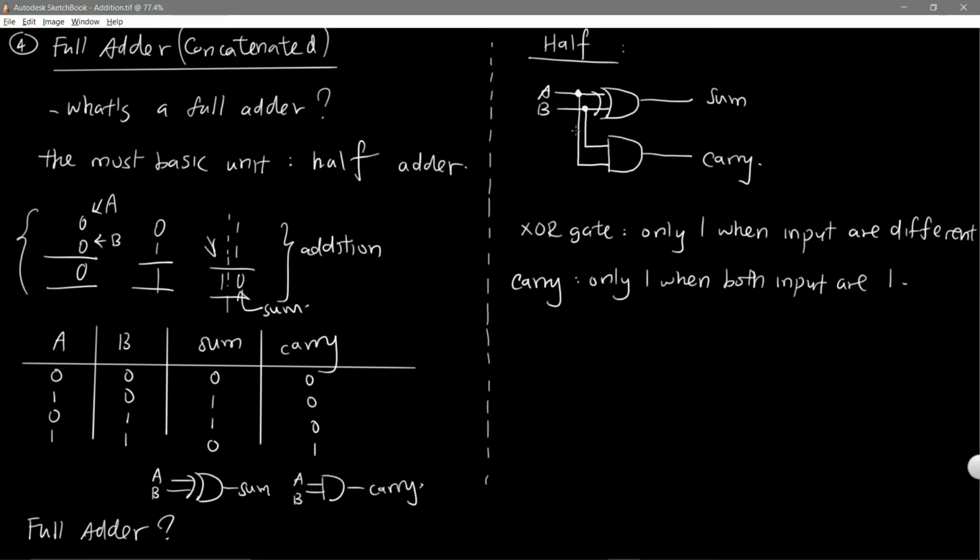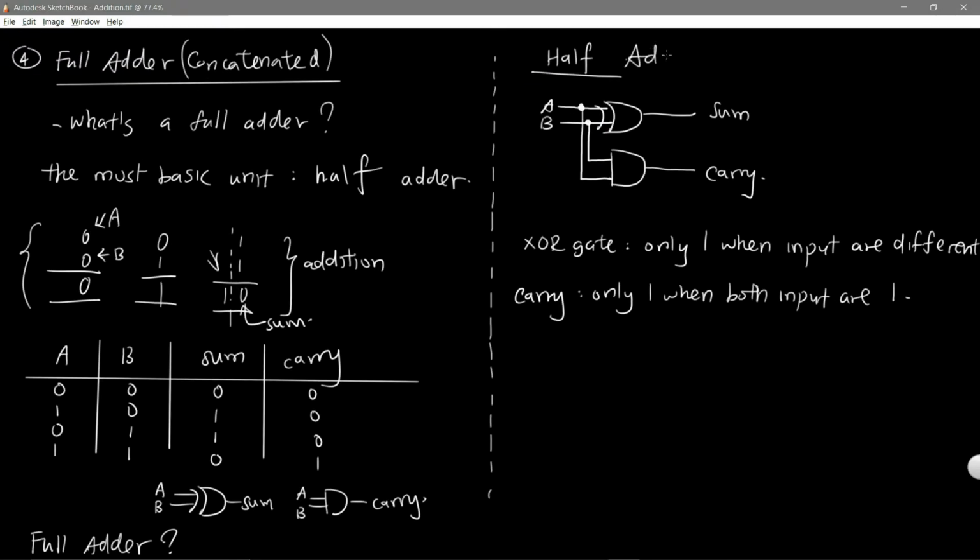If you combine them, the half adder looks like this. A, B, the exclusive OR gate connected to the sum, and the AND gate connected to the carry. And you can see the exclusive OR gate only outputs 1 when the inputs are different. So it only has 1 when the inputs are of different states.